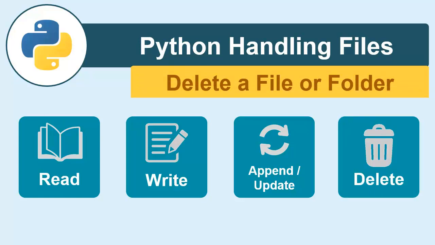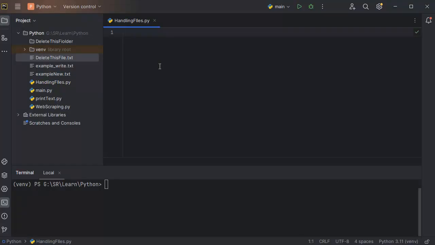For that, let me open the code editor PyCharm first. Here we have a Python file named handling files for this example. As you can observe, we have a text file named delete this file and a folder named delete this folder. In this example, we try to delete this folder and this file.